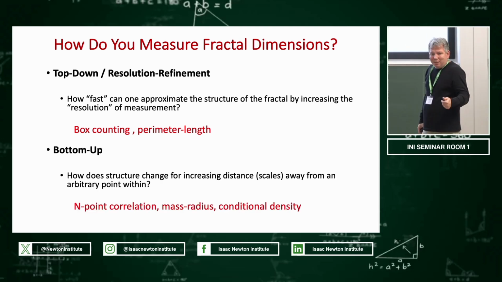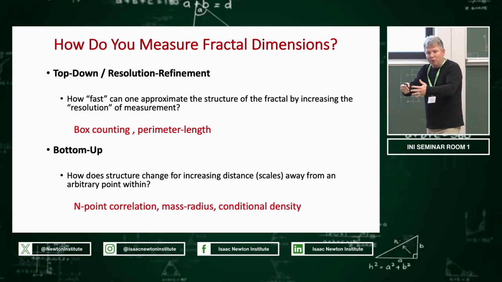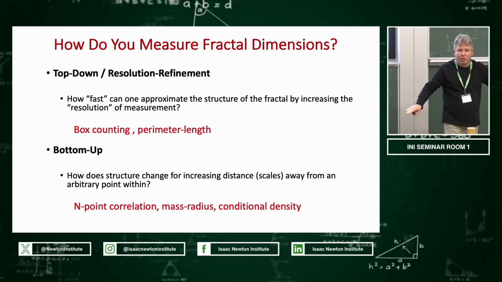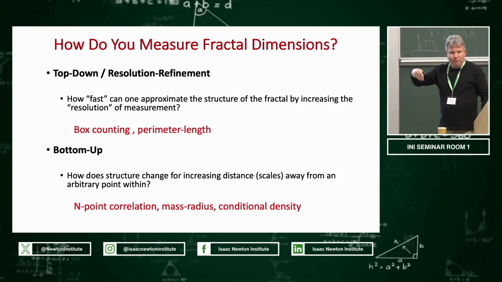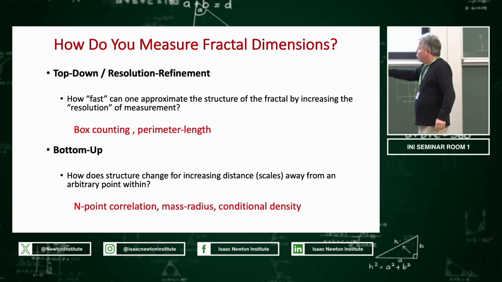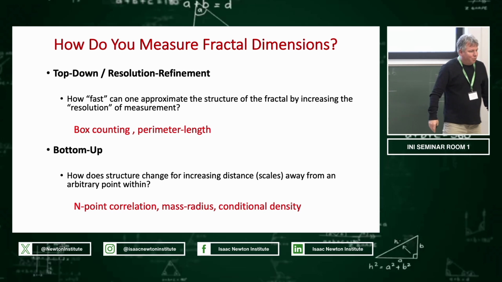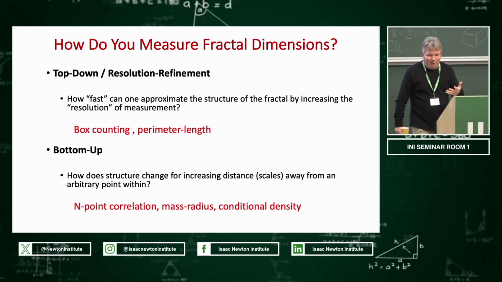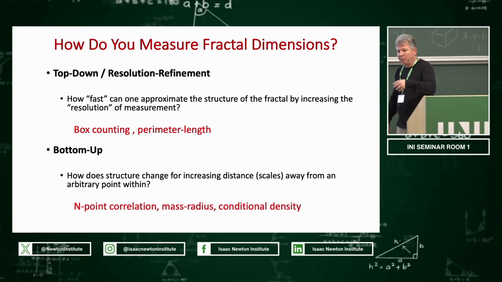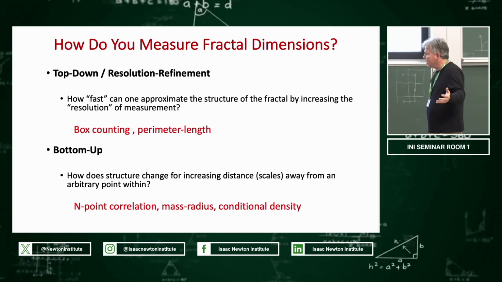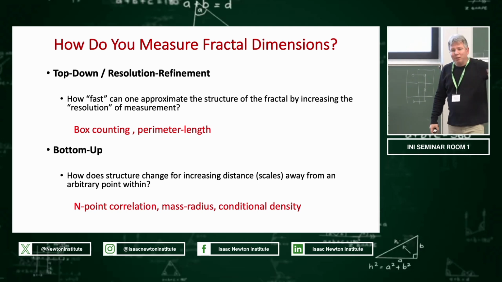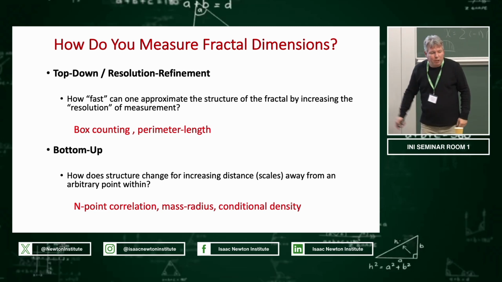And just for completeness, there are other ways as well. The bottom up. You start small and start exploring outwards to see how the structure changes as you increase the scale length instead of decreasing it. And this includes statistical methods such as the endpoint correlation function, mass radius, or what's called the conditional density. But for the analysis that I have done with my colleagues, and in fact, it's an analysis that carries over to the different things we're going to be studying, we're going to look at the box counting method.